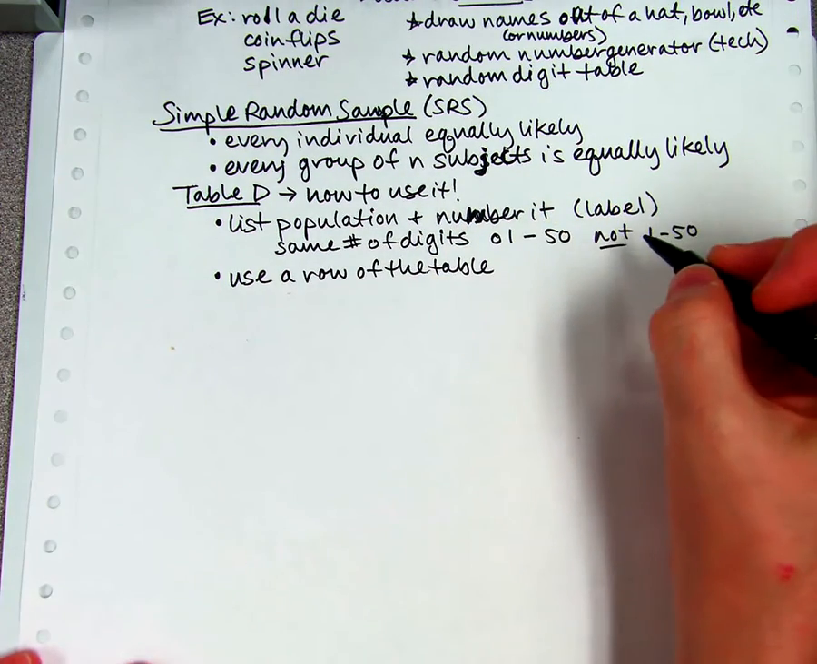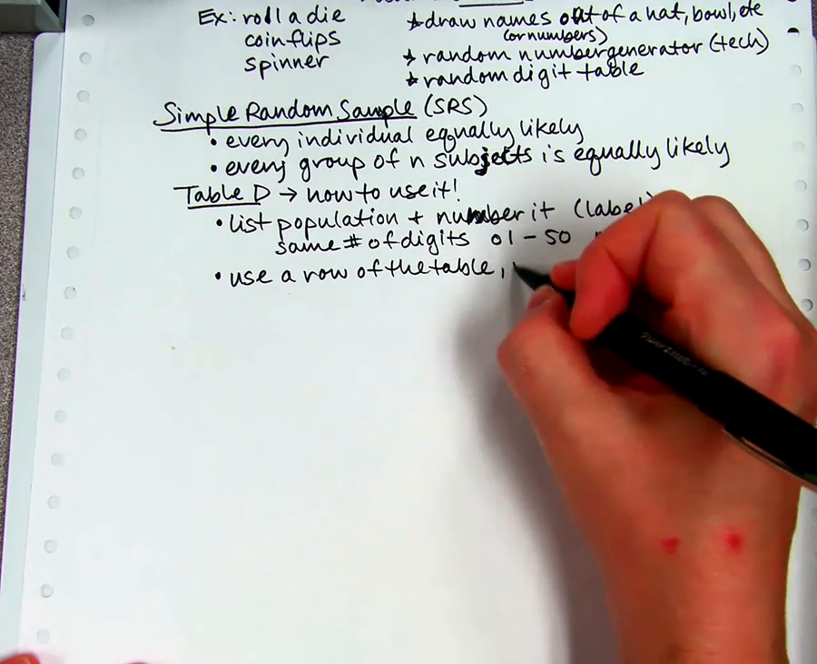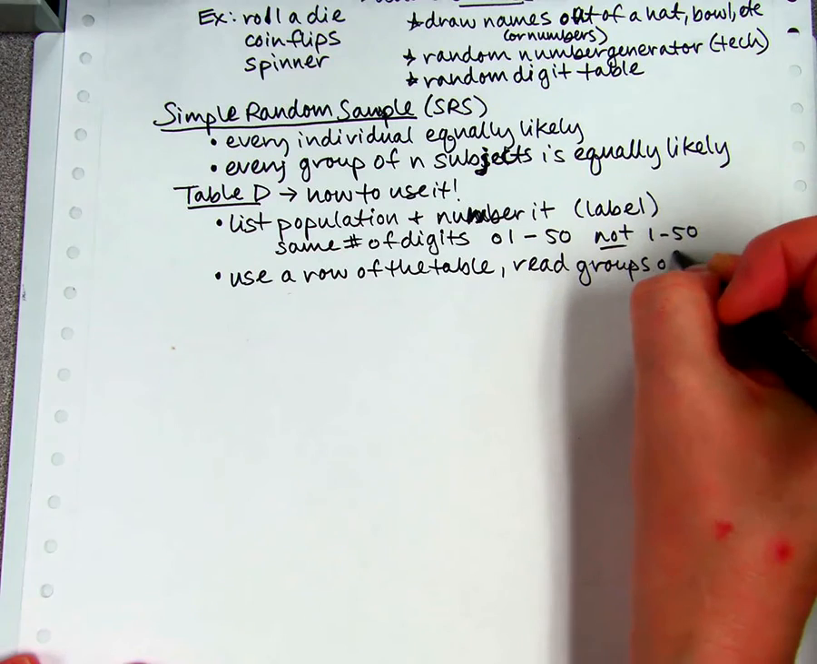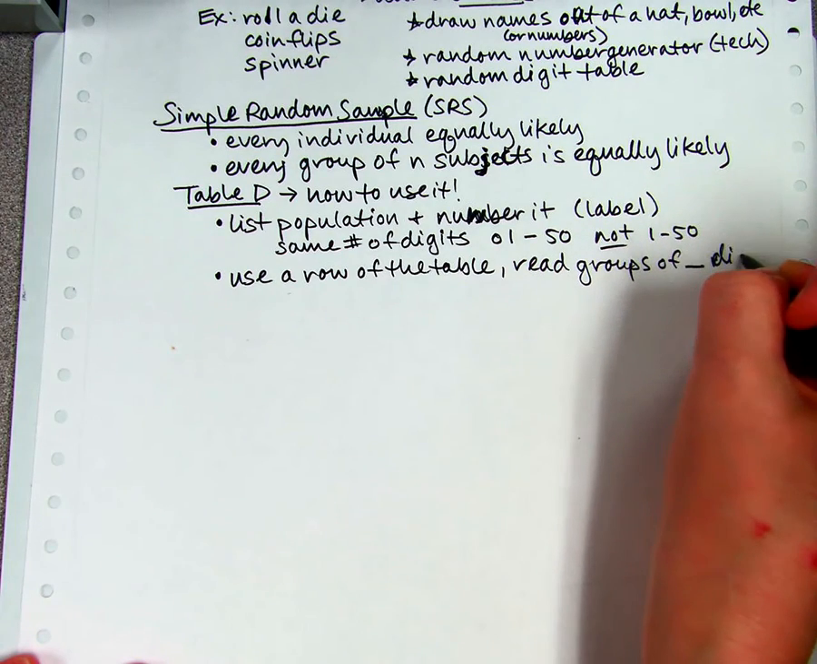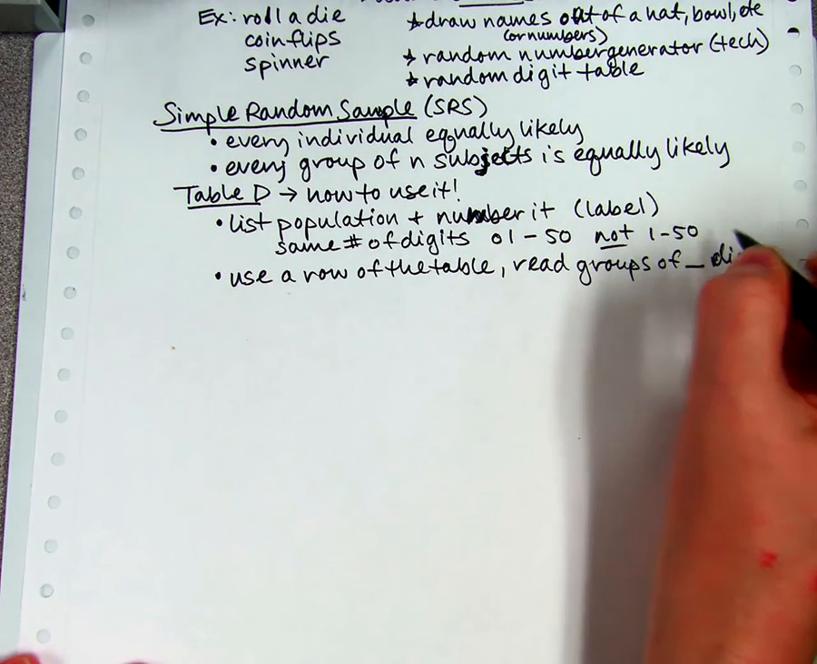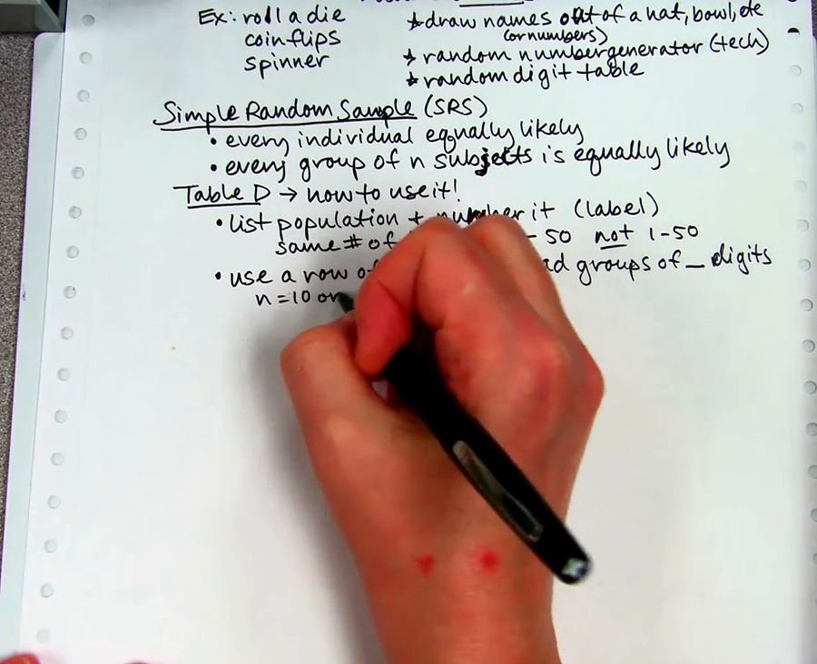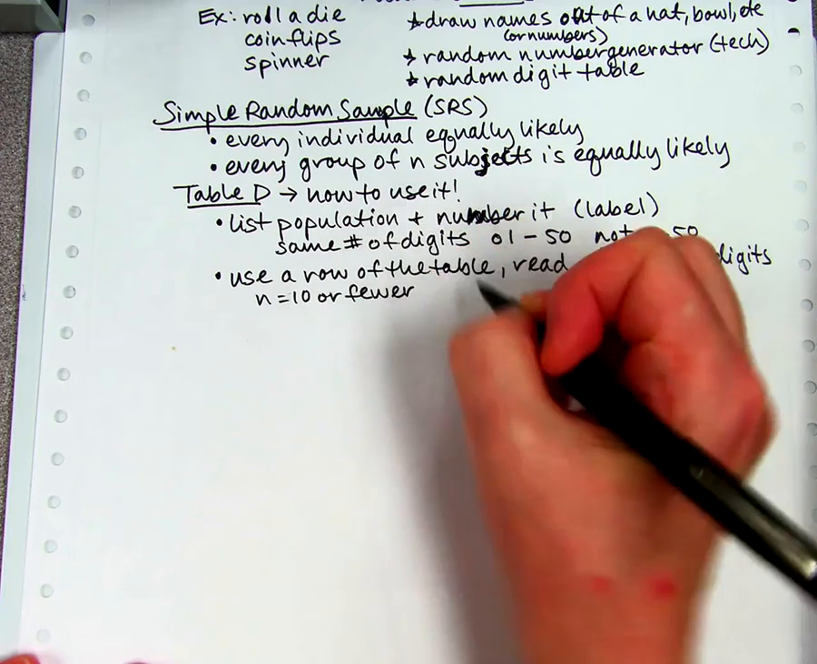Any row will do because they're random, right? And you read groups of however many digits you need. In this case, with the states, we'll be using 2 digits at a time. If n is 10 or fewer, then you can just use single digits, and that works fine.